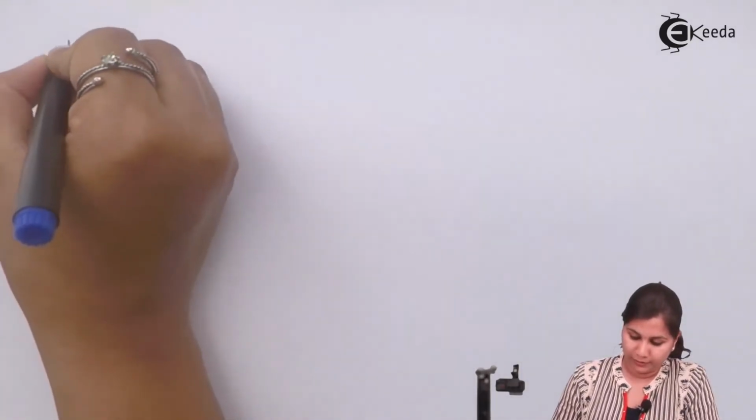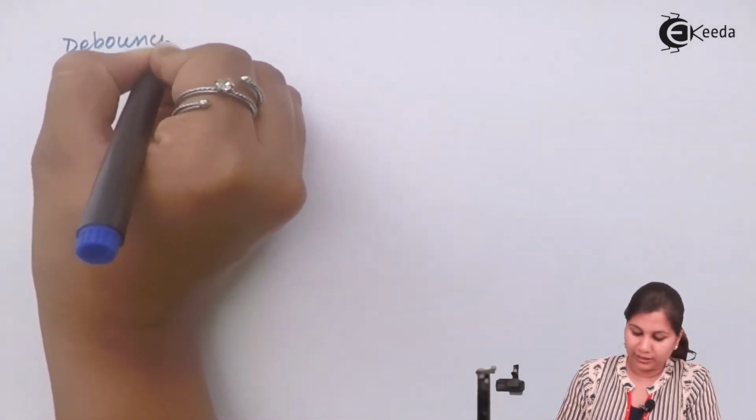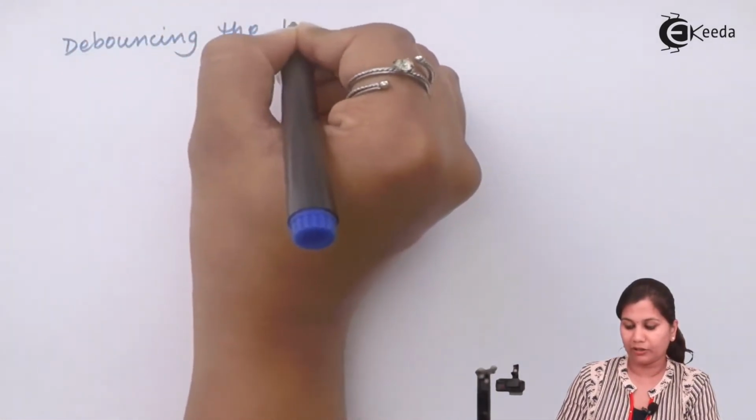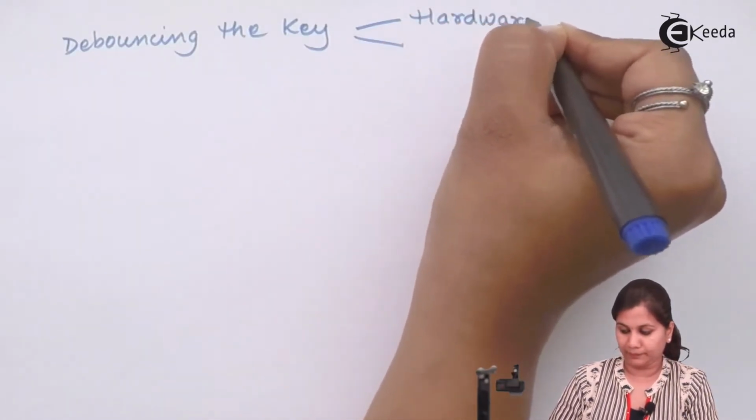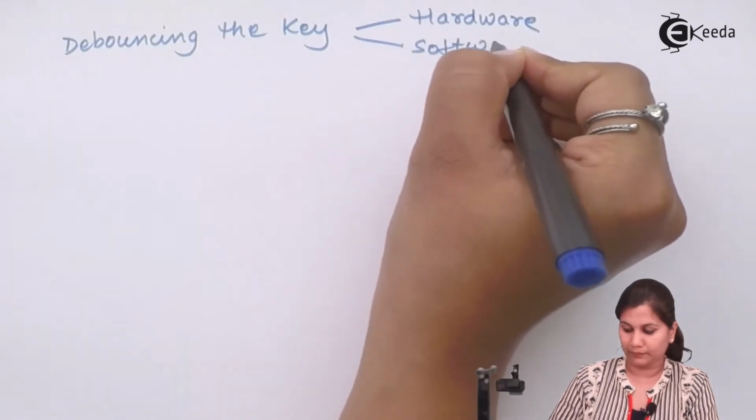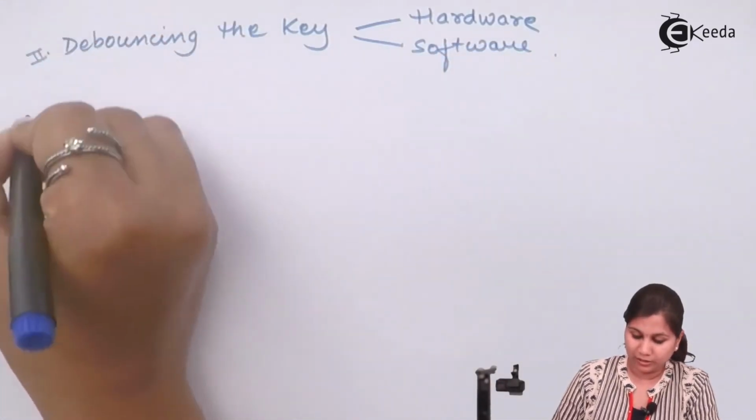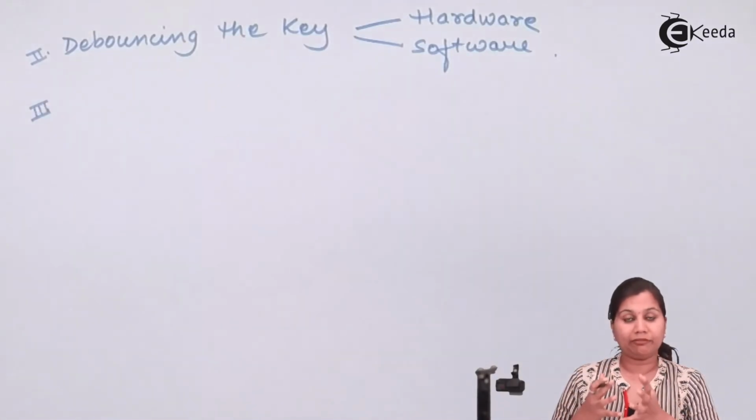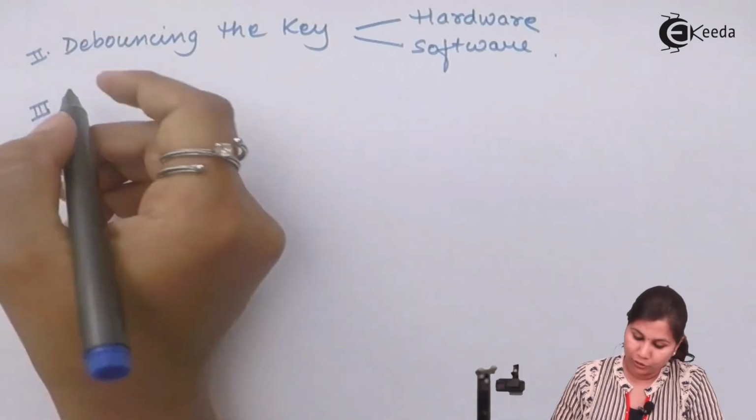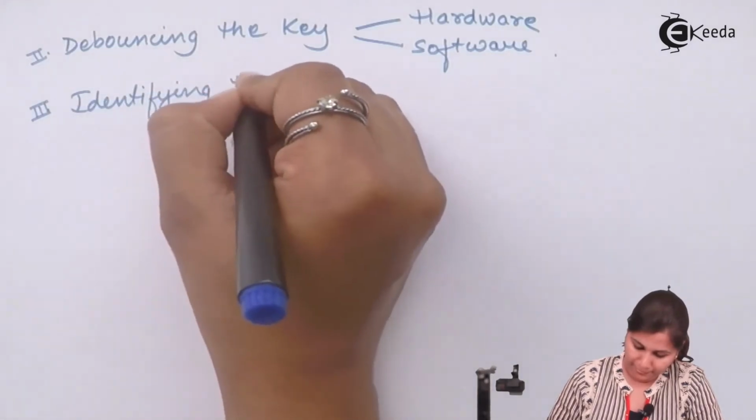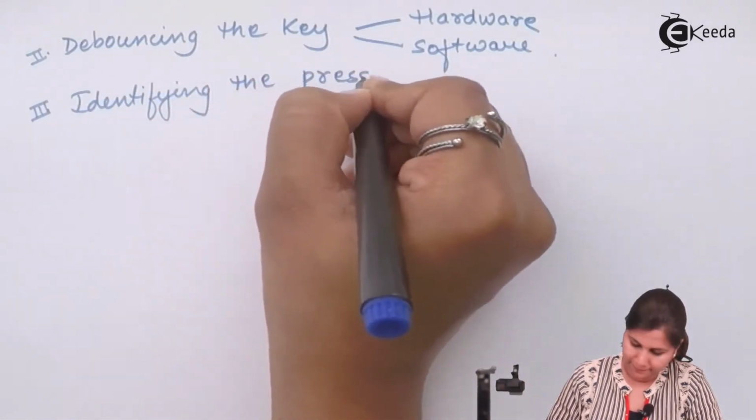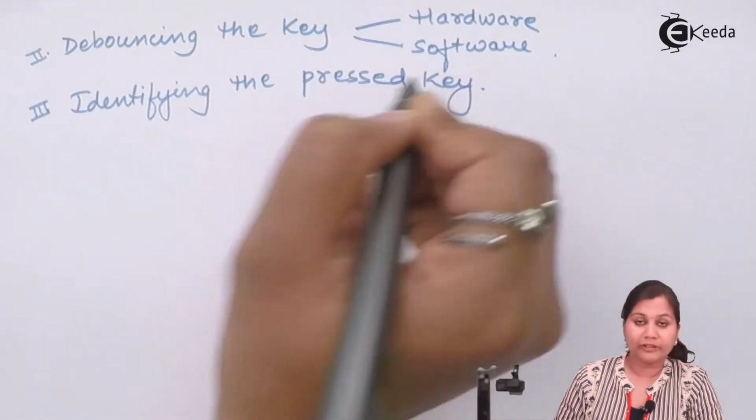Now after identifying whether the key is pressed or not, the next step will be debouncing the key. Debouncing the key can be done with the hardware or the software, as we have discussed already. After this second step, the third step will be to identify which key is pressed. So the third step will be identifying the pressed key. Now how will it be identified?